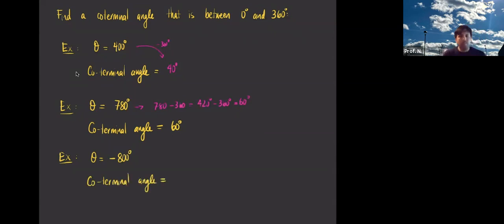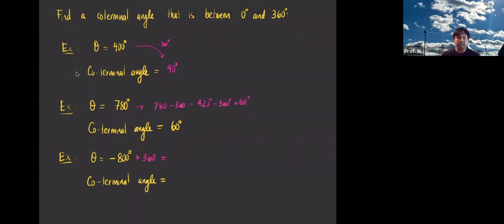Or what would this entail if I have a negative 800 degree angle? Remember, negative means I'm just going in the clockwise direction. But I want my coterminal angle to be between 0 and 360. And that's right, I need to add this time, right? I need to go in the positive direction, so I must add by 360. So if I add by 360, what do I get?